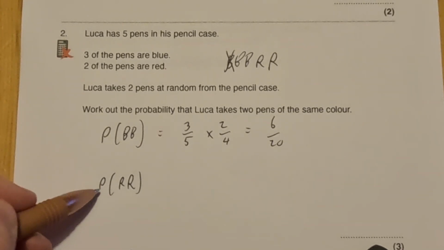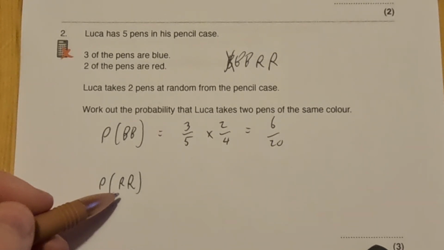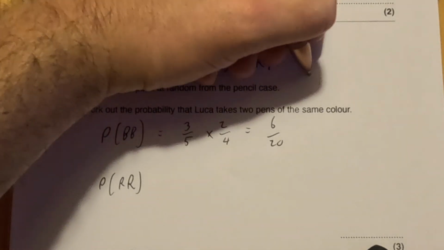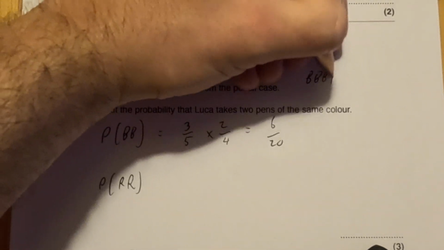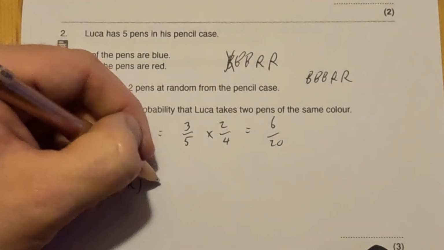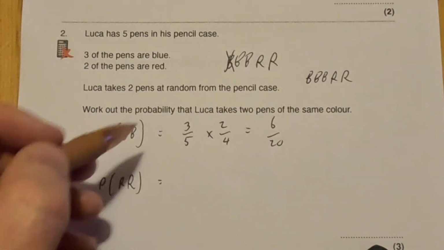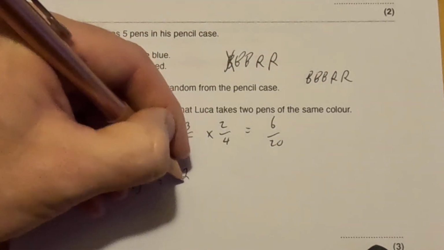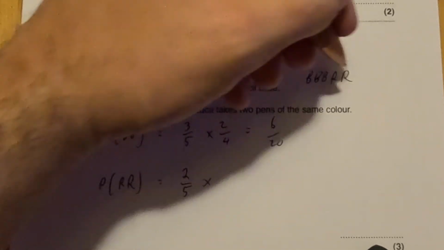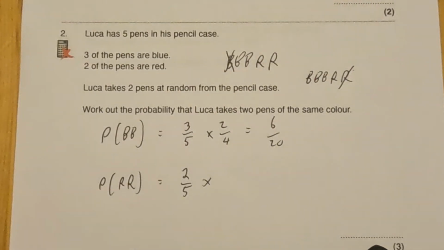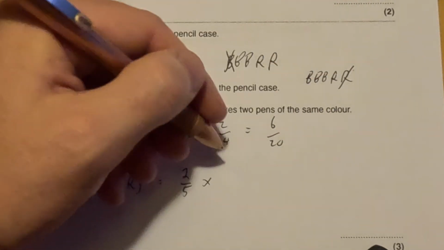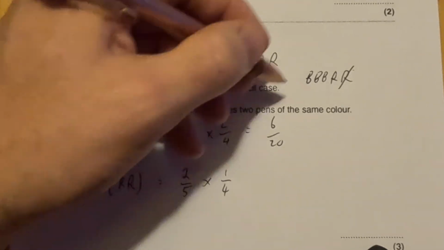Okay, and then we've now got the probability of a red pen and another red pen. So that would be, if we put the pens back in the pencil case, we've got a blue, a blue, a blue, a red, and a red. So we want to find the probability of getting a red pen and then another red pen. So there's 5 pens in the pencil case altogether to begin with. The probability that the first one is red is 2 out of 5, so 2/5. And then if we take out that red pen, we're left with 4 pens in the pencil case and one of them's red. So we're then going to multiply that by 1/4, 1 out of the 4.